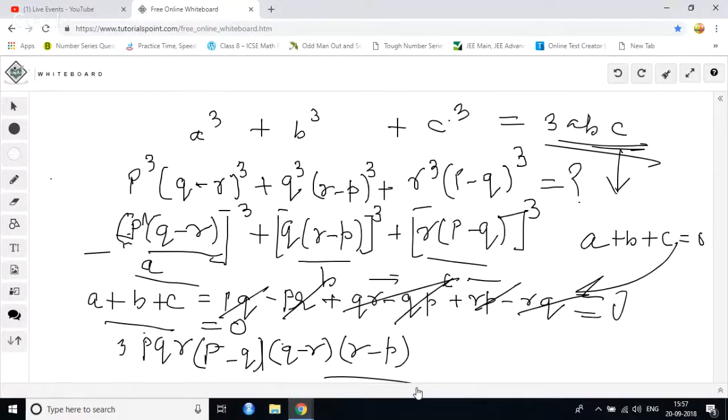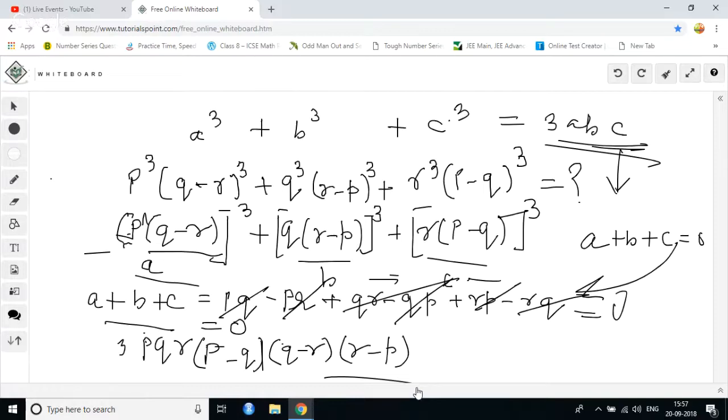So if this kind of question comes, wherever this kind of cube is coming, just in your mind, this formula a cube plus b cube plus c cube minus 3abc is equal to a plus b plus c times a square plus b square plus c square minus ab minus bc minus ca should cross your mind, and then you find out the value whether a plus b plus c is 0. If it is 0, then your work is easy now. So then you can write a cube plus b cube plus c cube is equal to 3abc.